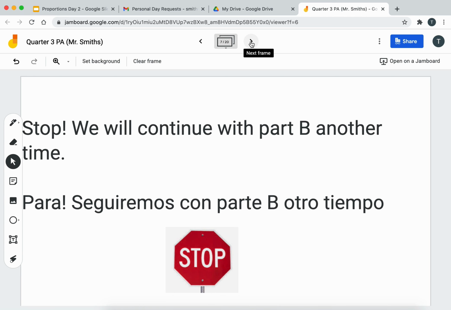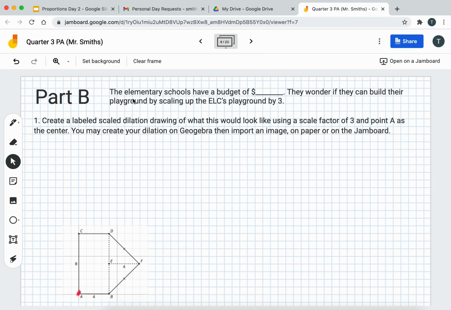Now we're going to move on to part B. Part B. The elementary school has a budget of $2,374,722. They wonder if they can build their playground by scaling up the ELC's playground by 3. Create a labeled scaled dilation drawing of what this would look like using a scale factor of 3 and point A as the center. You may create your dilation on GeoGebra, then import an image on paper or on the Jamboard.